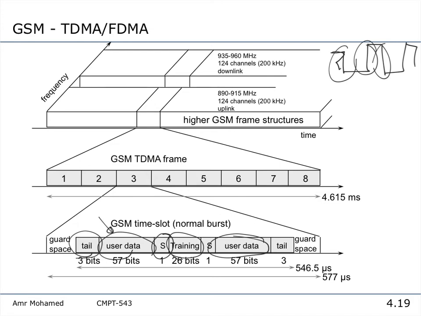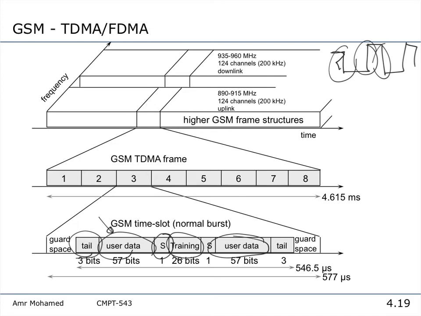So we understood that you have uplink and downlink, each one 124 channels. We use FDD. And then each channel is divided into 8 time slots. Each time slot is divided into a frame format, which has 2 guard bands, 2 sets of tail bits, a training sequence in the middle, and 2 parts of either data or control information.